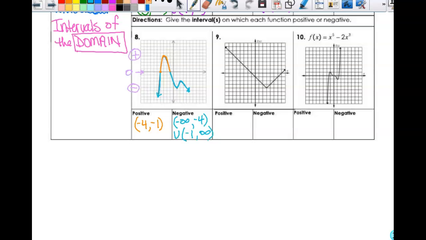All right. So number 9, this part's positive, and this part's positive. This part's negative. See if you could get your intervals written. I'm going to give you a minute to write them on your own.